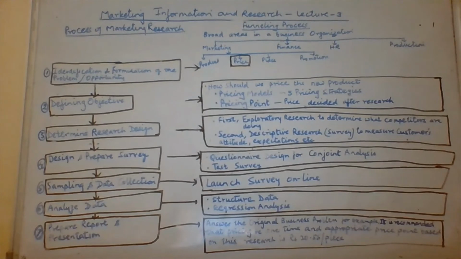The fifth step in the process is sampling and data collection. For example, with the help of technology, we launch a survey, maybe online, and get as much of the intended information or data as possible from the people to whom we intend to sell the products. That is again a part of data collection. After collecting the data, the next step is to analyze the data.